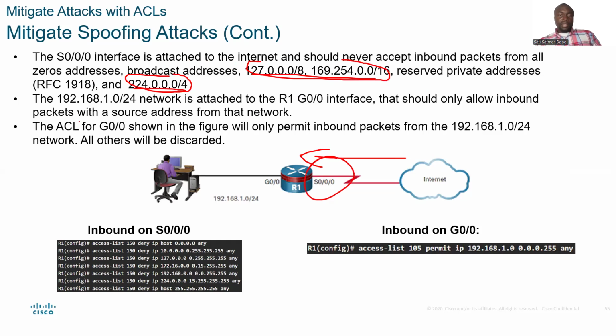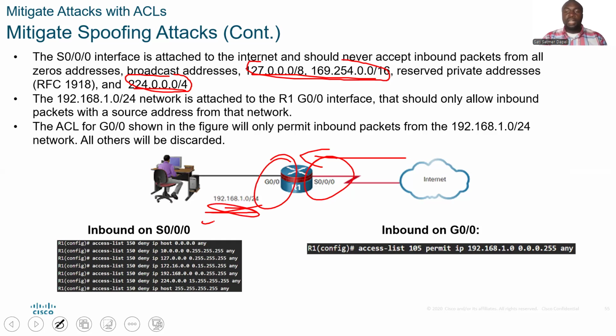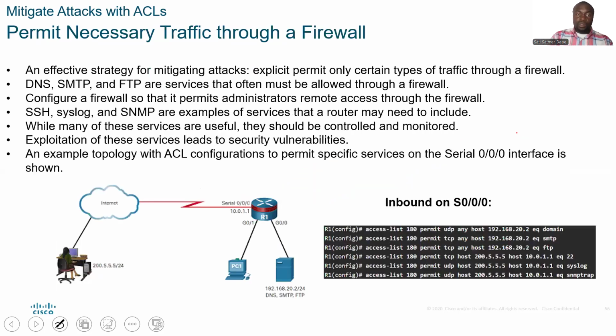Okay. Then the 192.168.1.0 network is attached to the R1 G0 interface. That is this IP address here. There should only be inbound traffic packets with a source address from the network. That is why we talked about established. If the traffic is established, it can go out and come in. All right. So the access control list shown in the figure will only permit inbound traffic from this particular network. So that is very, very key.